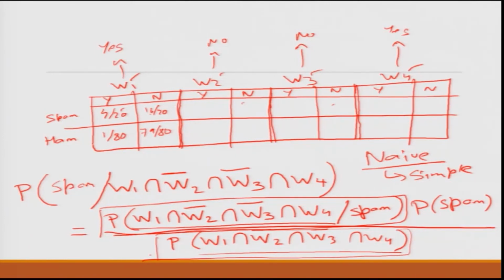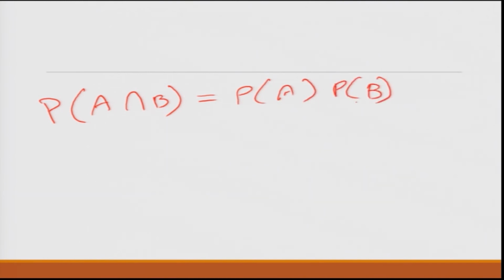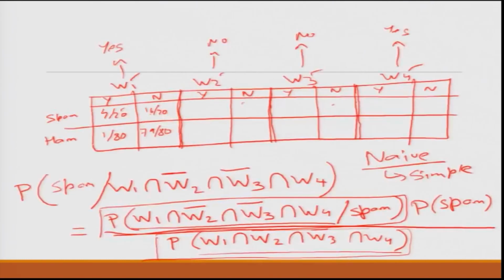So, it is like saying that if a male has W1, the probability of W2 also happening is influenced by this. So, they are not actually independent. What happens in naive Bayes is that you simply assume that they are independent. The moment you assume they are independent, you know that P(A intersection B) for independent events is nothing but P(A) into P(B).